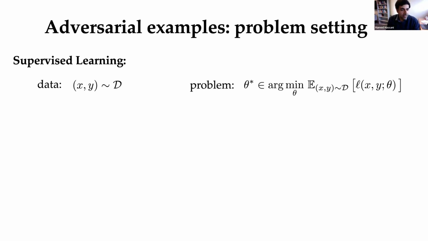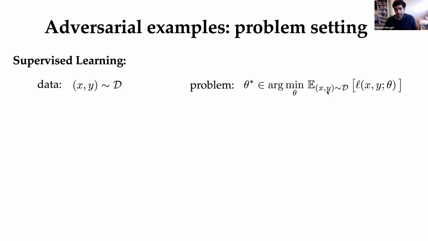So in supervised learning, data which consists of a feature vector X and a label Y, that's the data point, comes from a distribution D. And the goal of supervised learning is to find a model, let's call it theta star, which minimizes the expected loss. Given a model theta, the loss function, here and throughout the talk, will be represented by L. The loss function measures the performance of a model theta in predicting the label Y of a data point X. In supervised learning, we are searching for a model theta that minimizes the expected loss, and this expectation is over the distribution of the data.